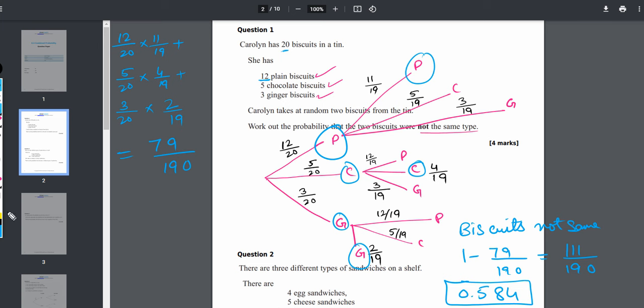Remember that our probability should be from 0 to 1, and if it's in percentages, it's from 0% to 100%, and the sum of all the probabilities is equal to 1. So our answer is 0.584. This is the probability that the biscuits will not be the same.